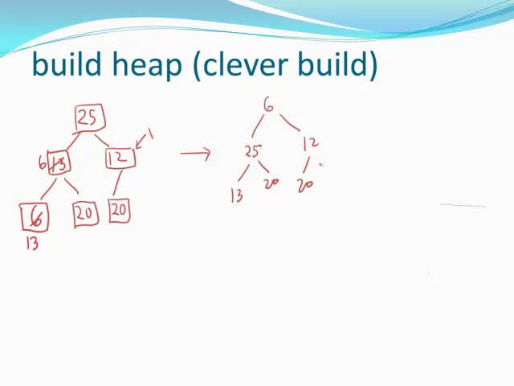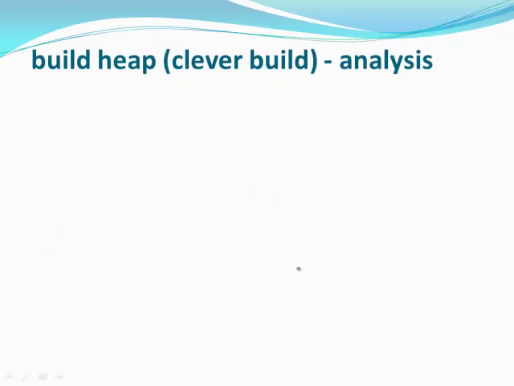And now once 25 and 13 is compared, it should come down further. So you will have 6, 13, 25, 20, 12, and 20. So here's the clever build. Why do we call this a clever build? Because what we do is a bottom-up building of the heap. We keep doing this until the heap is completely done.